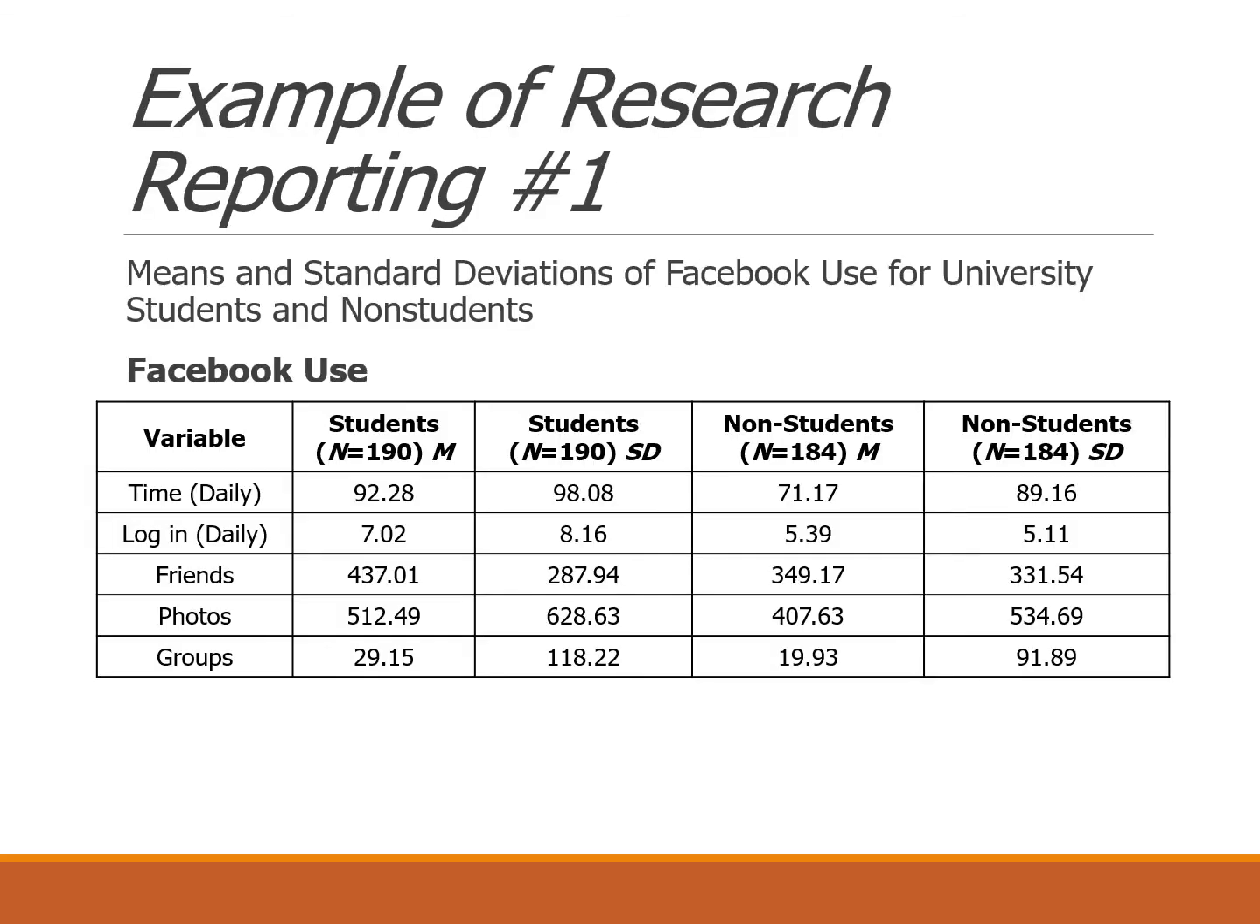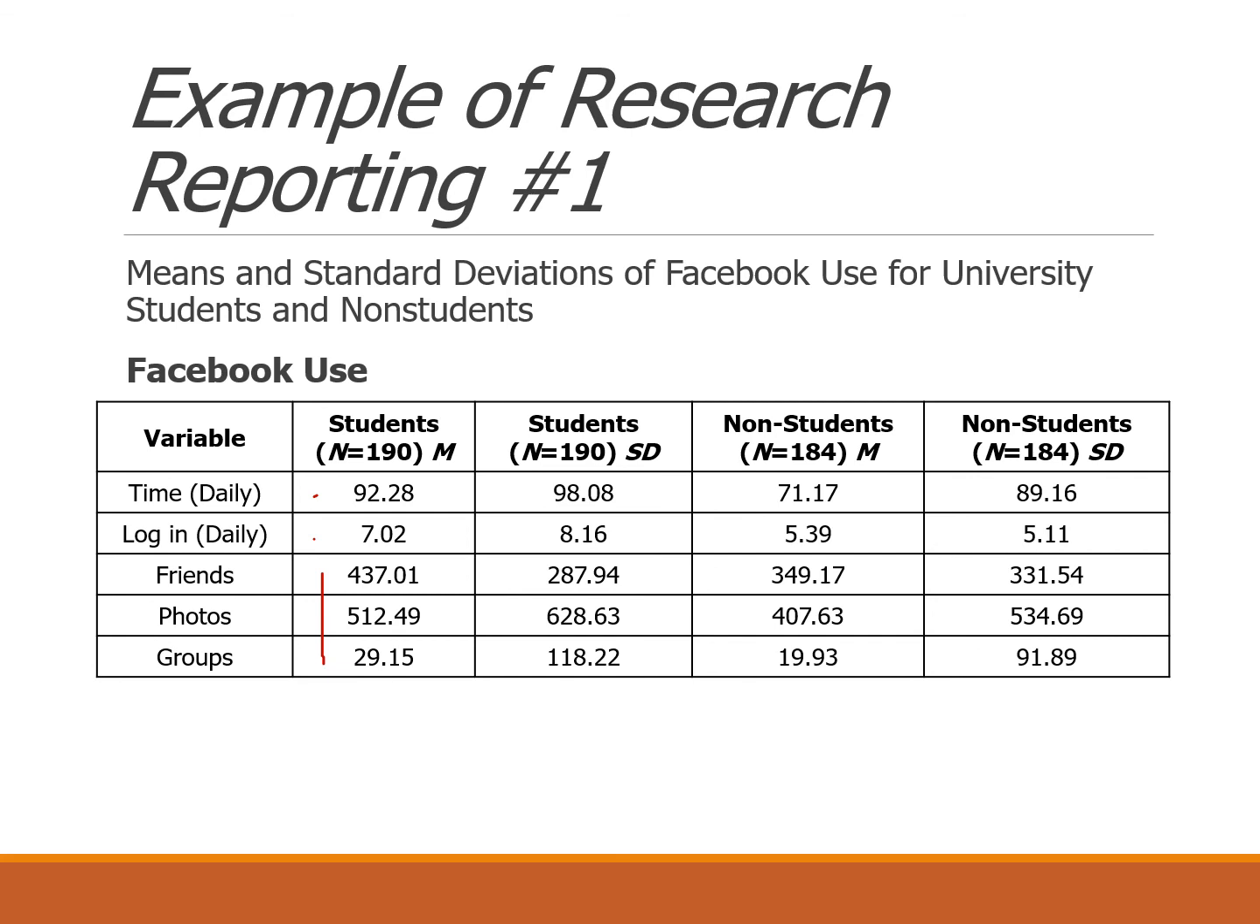But one of the things that you'll see when we're looking at research reporting is you will commonly see the means and standard deviations. So remember I told you that we're not going to see the graphs reported out in research data. So you kind of almost have to picture the graphs yourself. So this is a reporting example of Facebook use by university students and non-students. And so we have how much time daily that students spend on Facebook. We have their daily login for Facebook, and then how many friends they have, the photos that they have, and the groups that they are in.